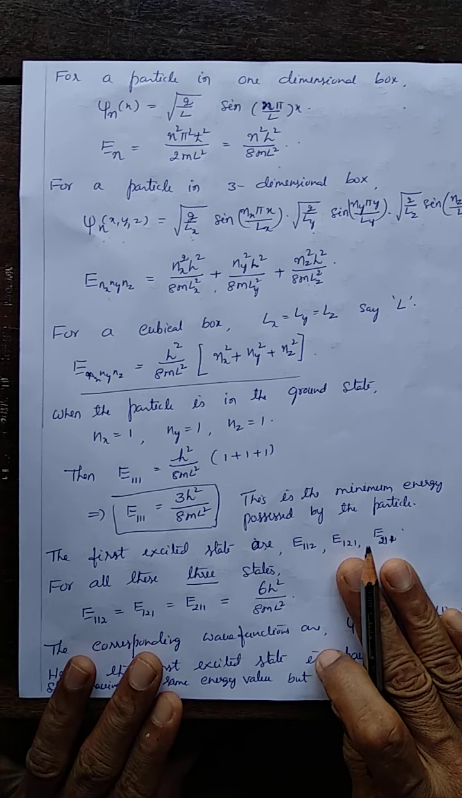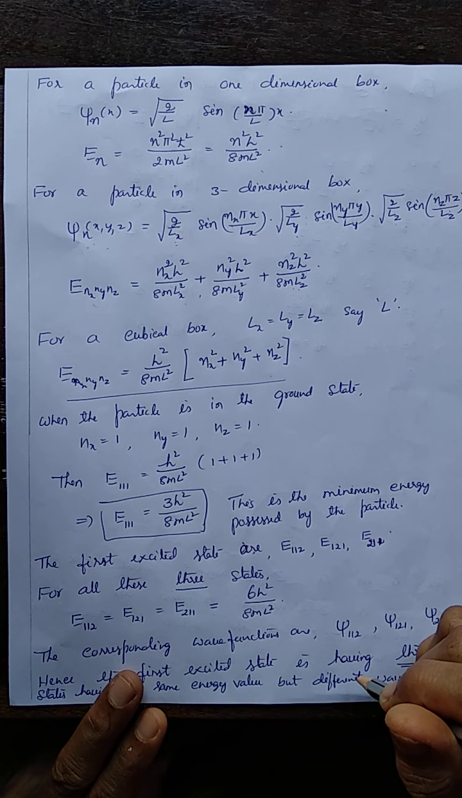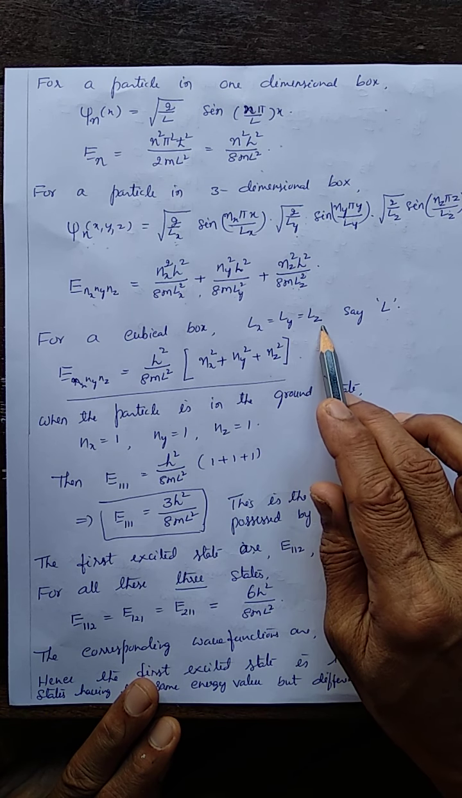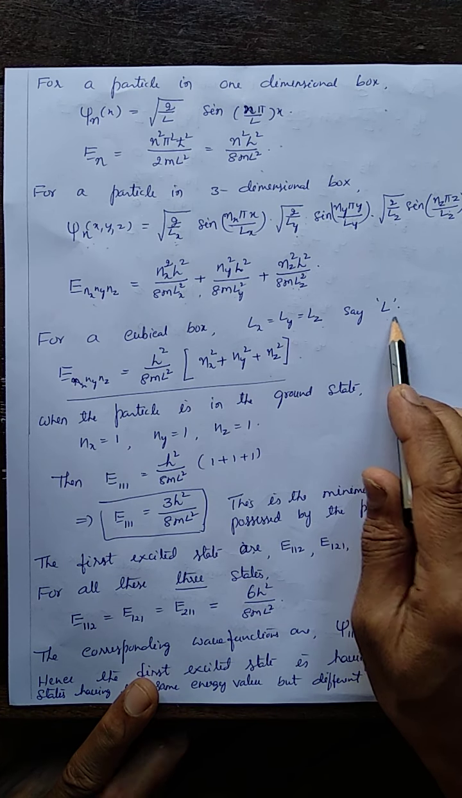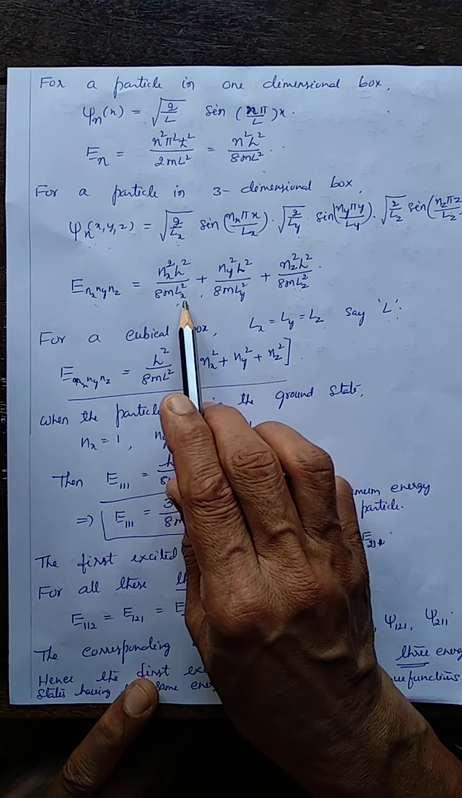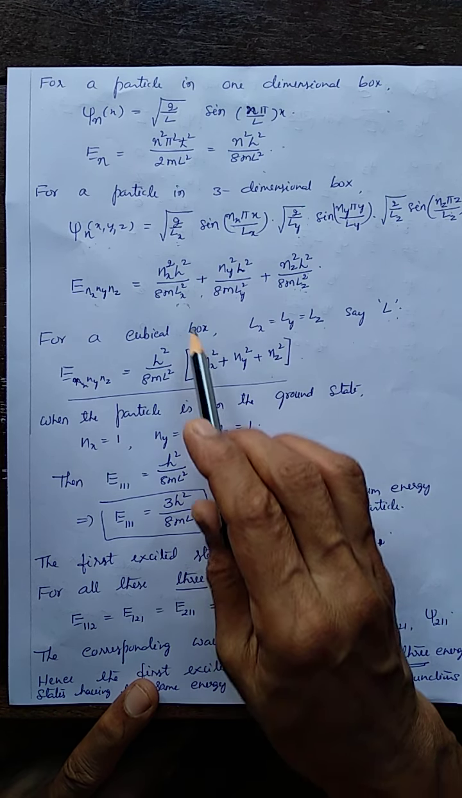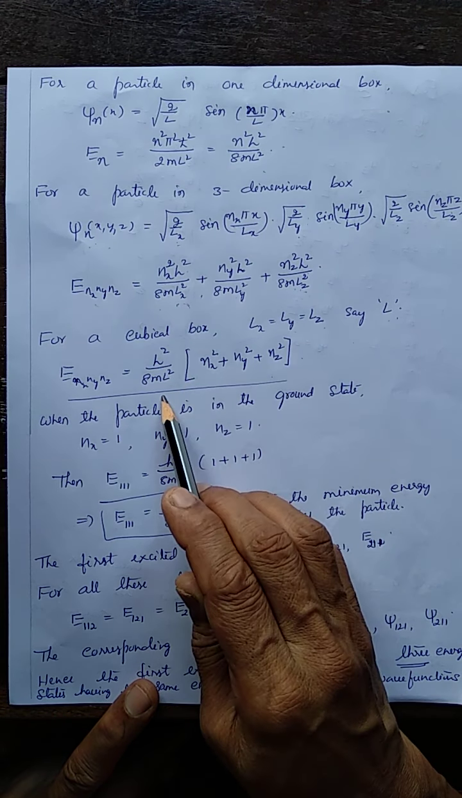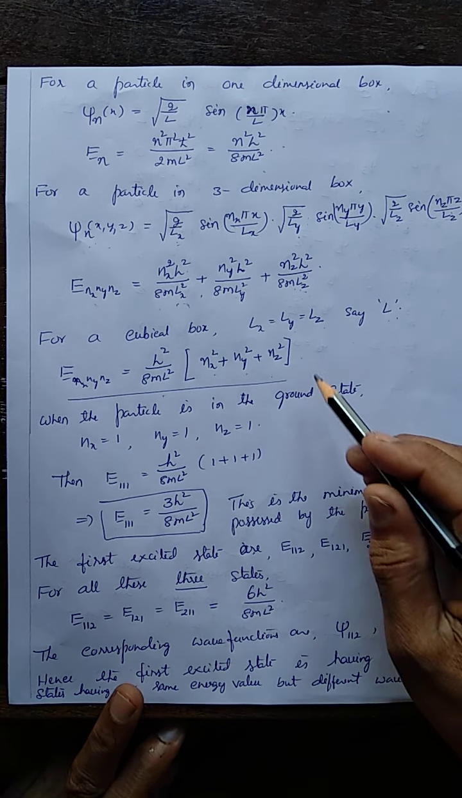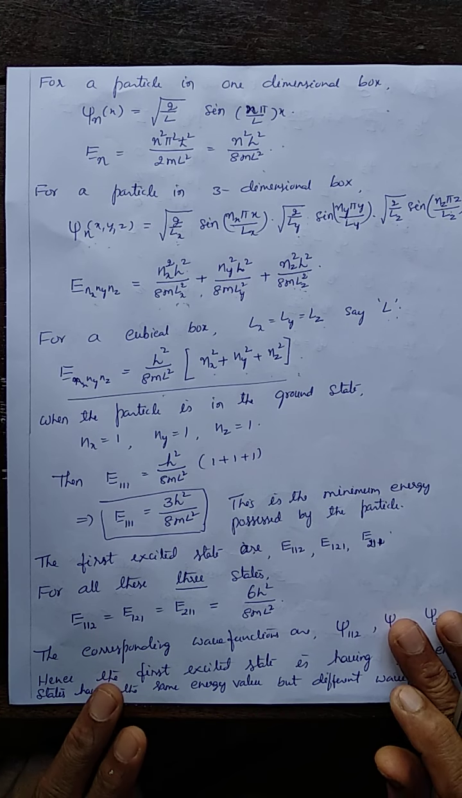These are the wave function and energy expression associated with the particle in a 3-dimensional box. Suppose the box is a cubical one. Cubical means all the sides are equal, all the sides have the same dimension, say L. Lx equal to Ly equal to Lz equal to L. Then the energy function becomes, with all taken as L, h square by 8mL square common, times nx square plus ny square plus nz square. This is the expression for energy when the particle is in a cubical box.